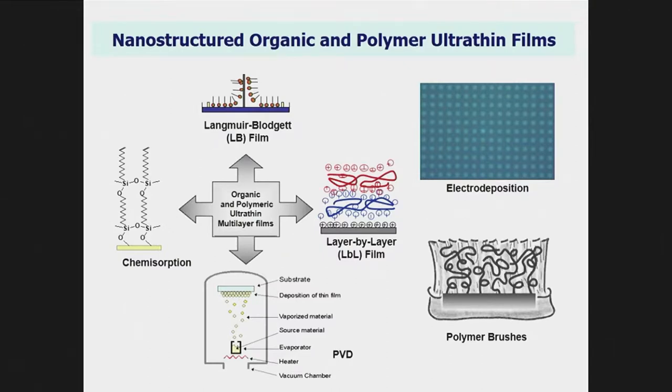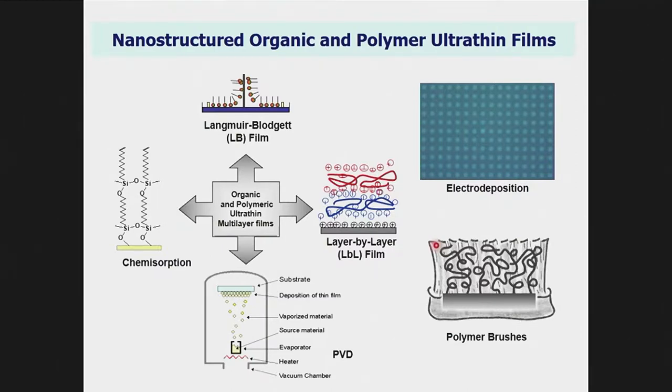As shown earlier, this type of self-assembly or even directed assembly allows you to make these ultra-thin films either by chemisorption or physisorption, or by Langmuir-Blodgett films or polyelectrolytes. And the other panel shows that we have actually looked at a number of systems based on electropolymerization, on patterns, and also the growth of polymer brushes.